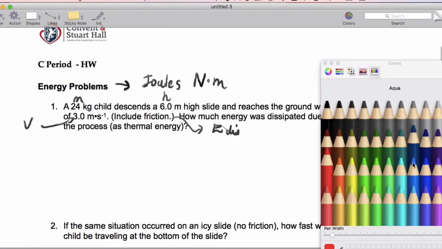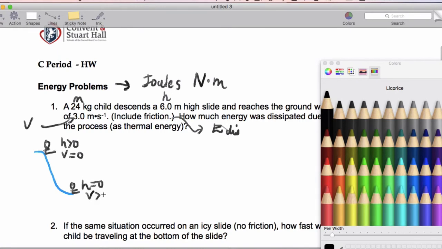What I'm going to do is put all this together with a picture. So here's a slide, and we'll put the kid at the top here. And what we'll say at the top is we know that h is bigger than 0, but v equals 0. And at the bottom, h is 0, v is greater than 0, and we had some friction acting.